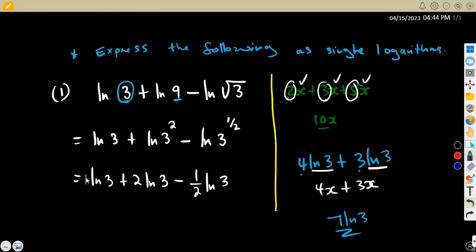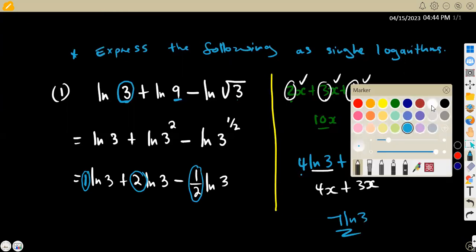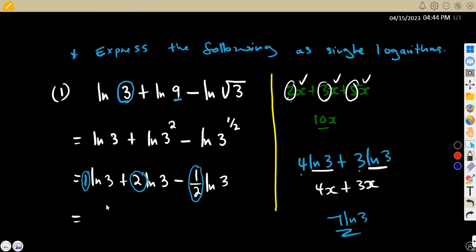So here we've got the coefficient of ln 3, which is 1. So we can add these numbers, 1 plus 2 minus a half. So we are going to simplify these numbers together. If we simplify 1 plus 2 minus a half, this is going to give us 5/2. So the answer is going to be 5/2 ln of 3.